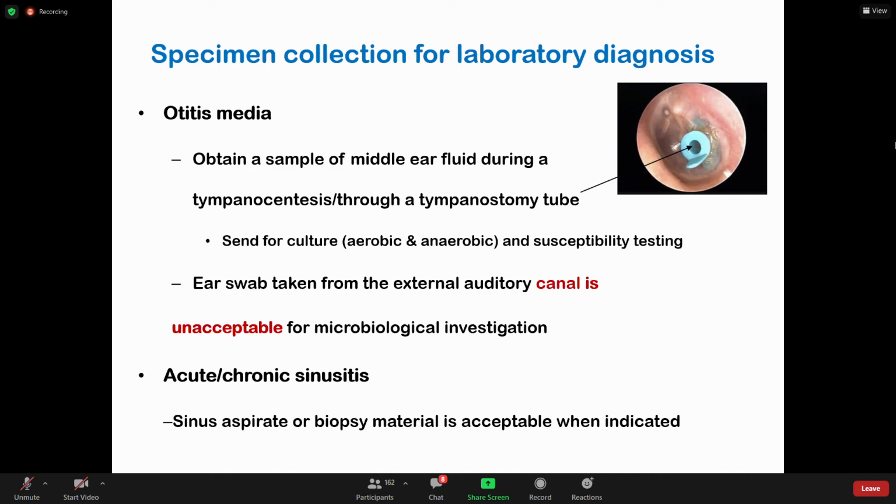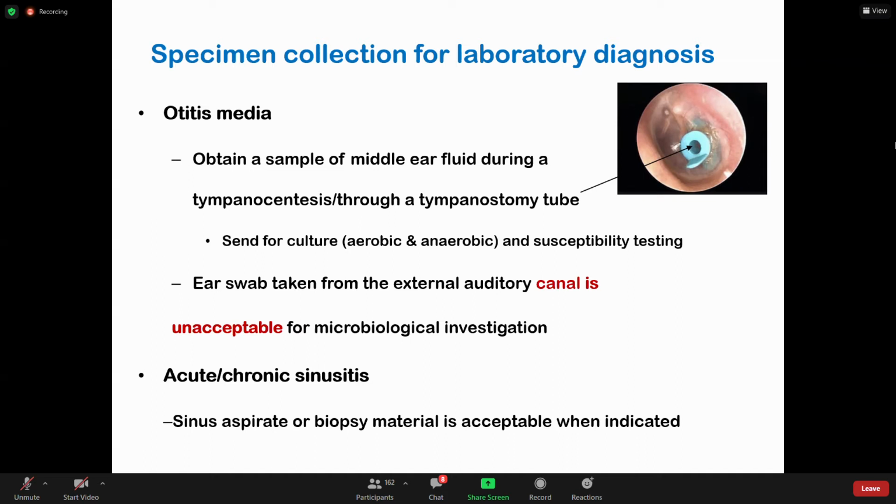It should be rejected. If you have a patient with acute or chronic sinusitis, if you can obtain a sinus aspirate, that would be an ideal sample. If you are unable to get an aspirate, a biopsy material that is put in an appropriate sterile transport medium will be acceptable. If you collect a biopsy material, please remember, do not put it in a dry, sterile container.